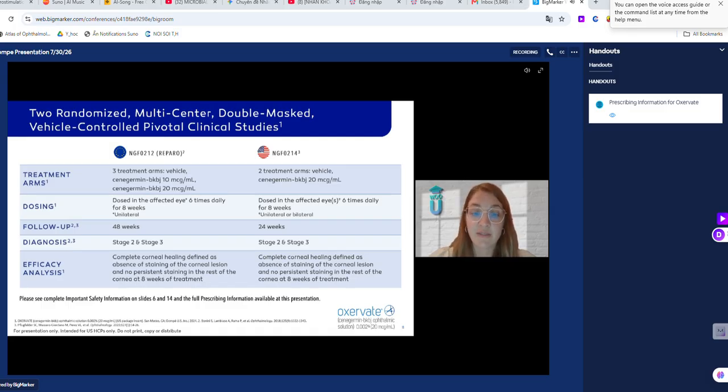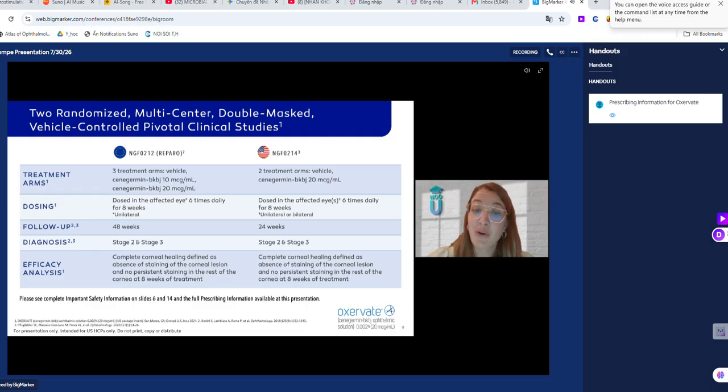Of course, studies bring us confidence and peace of mind whenever we're grabbing something to treat a patient. And so this is 2 randomized, multi-center, double-masked, vehicle-controlled pivotal clinical studies, which when I read all of those words, I just remind myself that it's a well-controlled, well-established, well-thought-out study. So we have 2 studies. One is the European study, the REPARO study, and then the United States version of that.